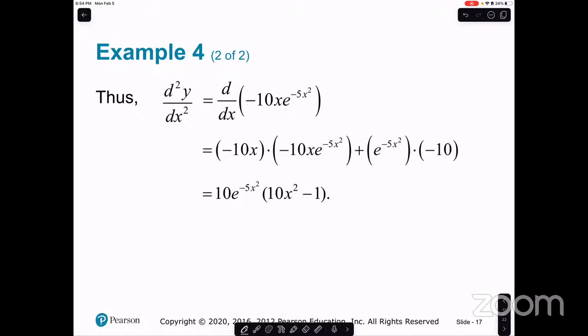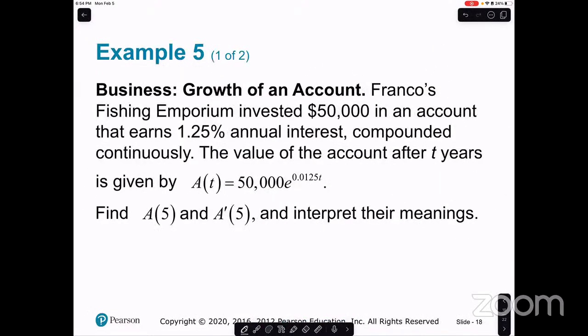Let me try to wrap this up. I think we can do this example. Franco's Fishing Emporium invested $50,000 in an account that earns 1.25% annual interest compounded continuously. The value of the account after 2 years is given by this. Find the amount in the account after 5 years and find the rate of change after 5 years and interpret their meaning. Well, A of 5, we just plug that in, you get an answer.